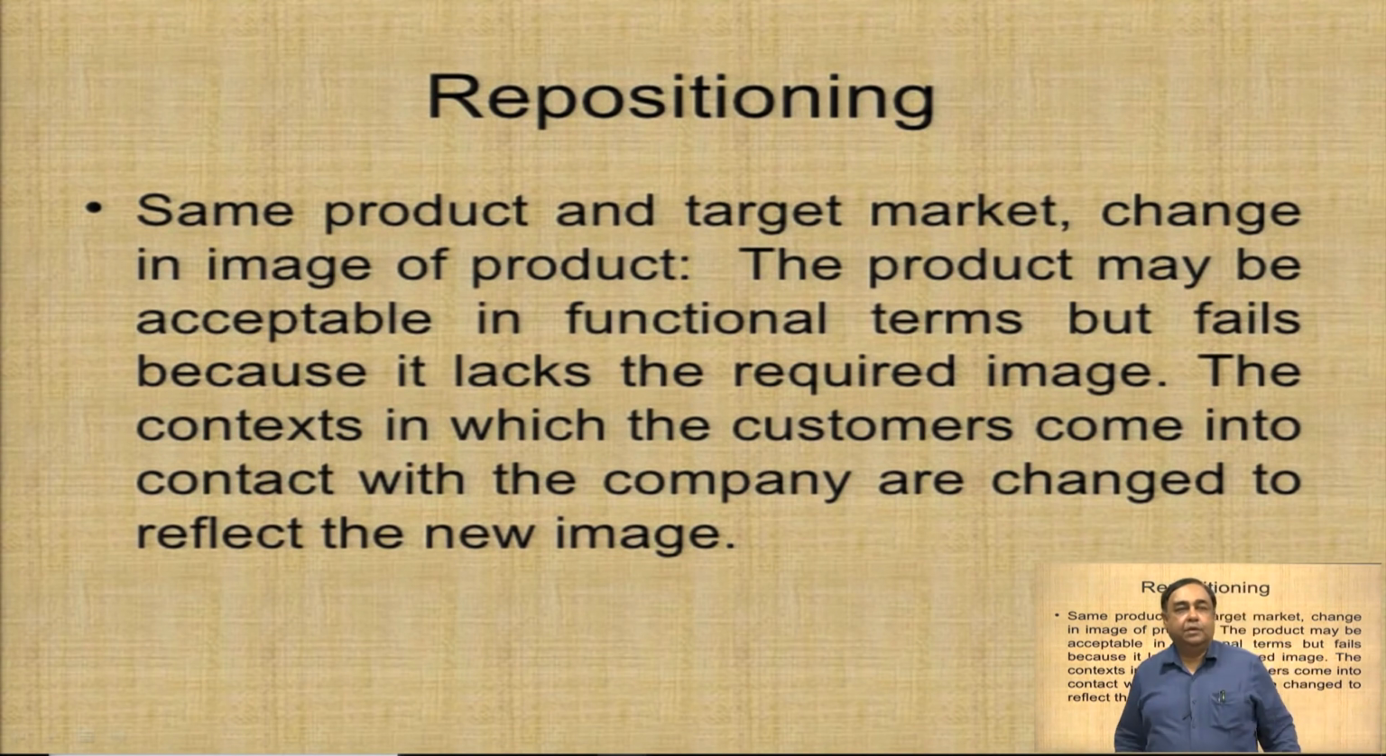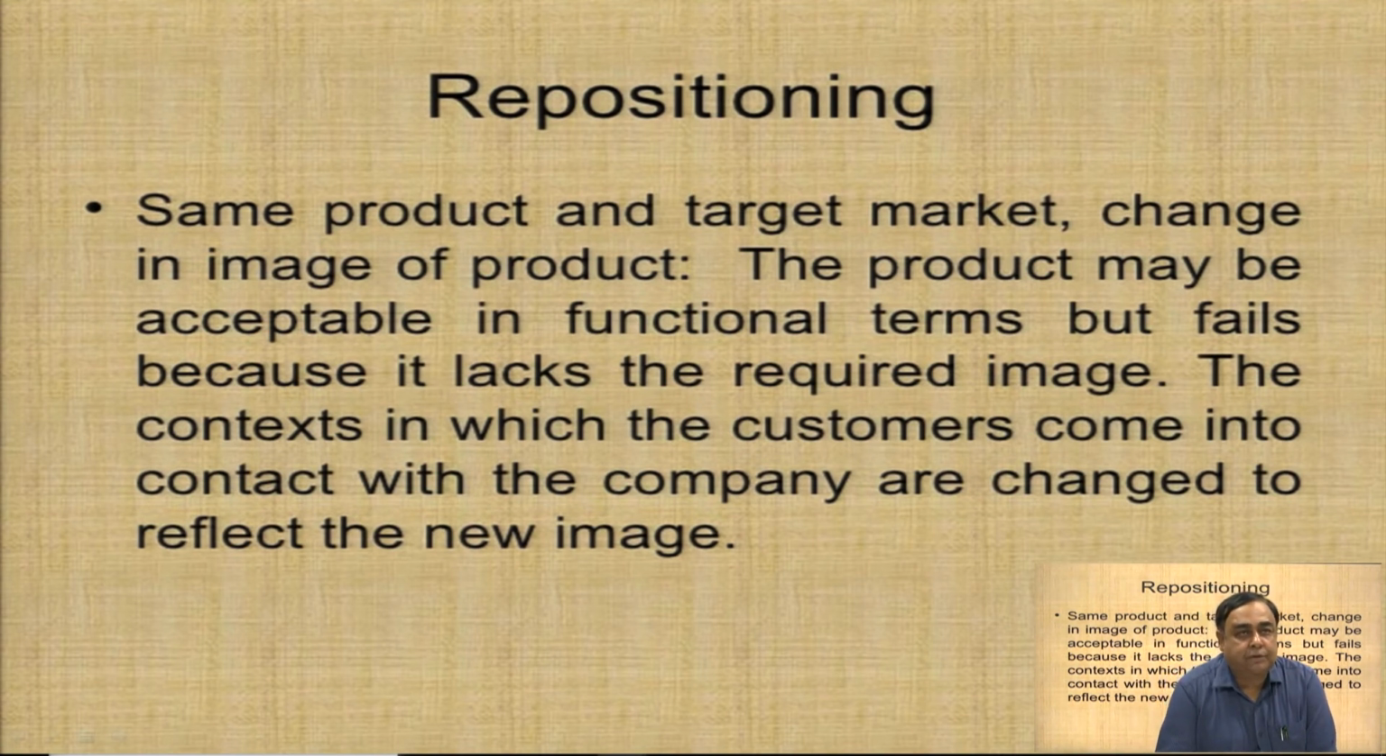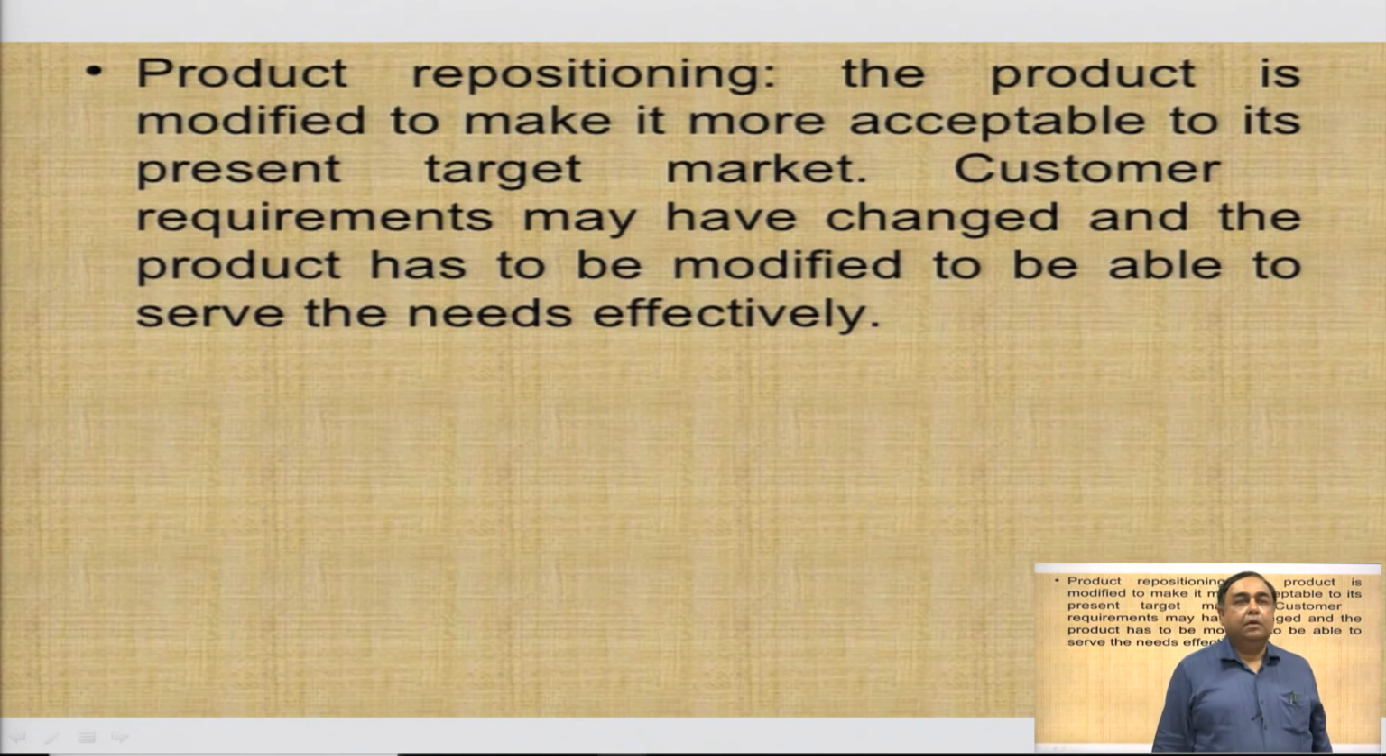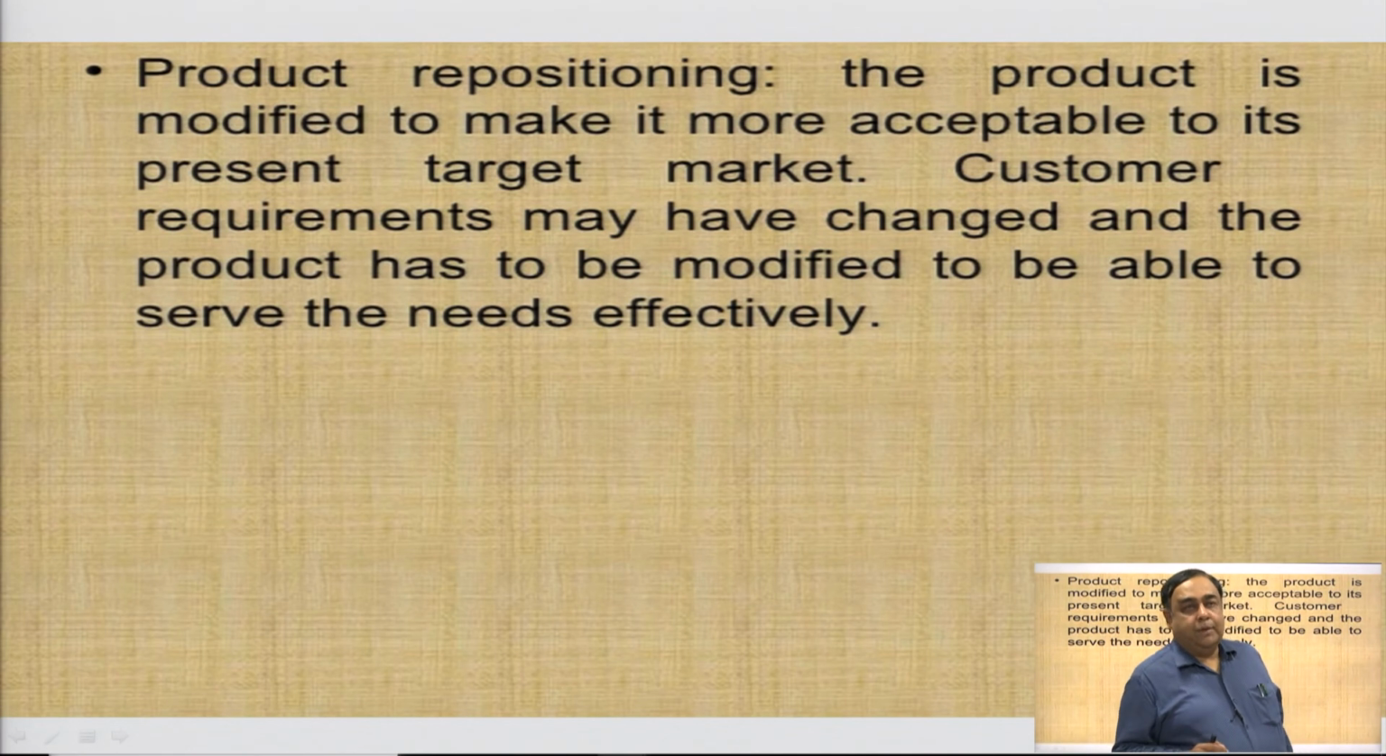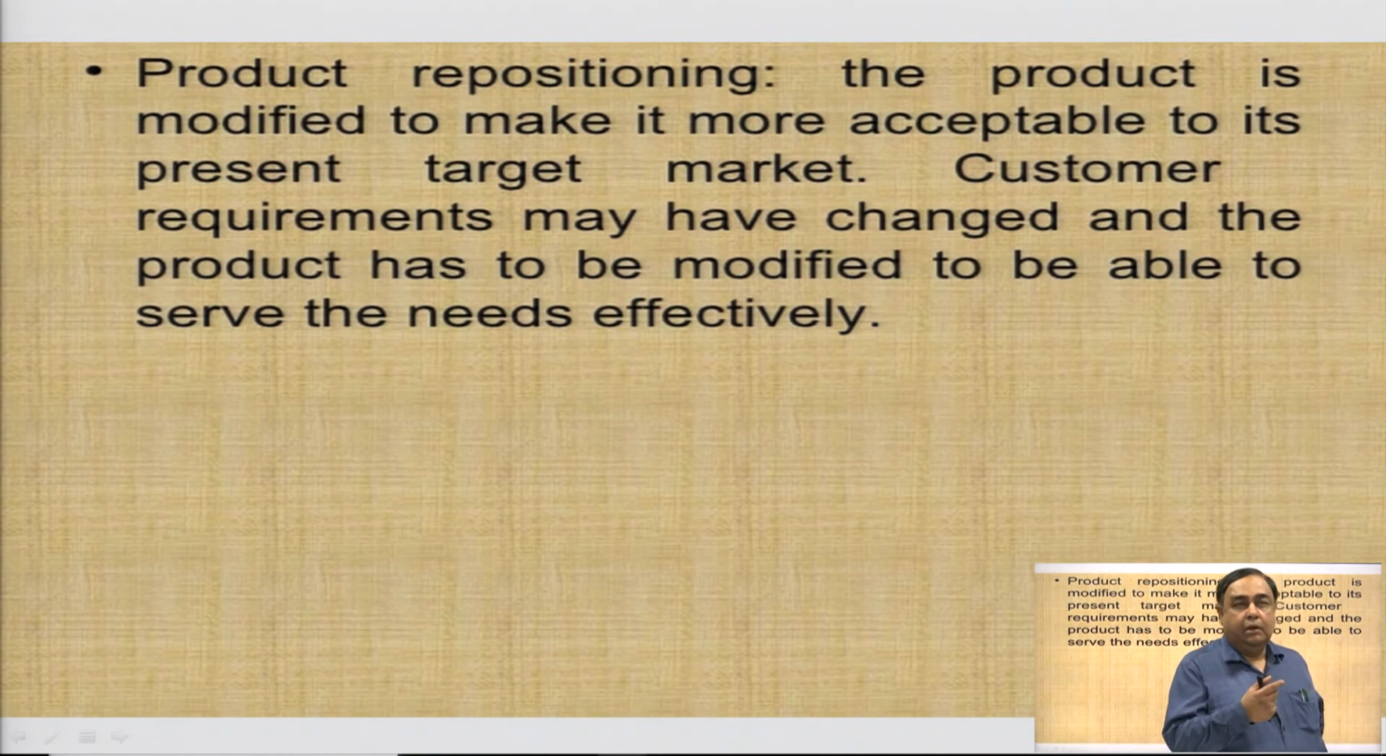Next is repositioning. The same product or target market changed in the image of the product may be acceptable in functional terms, but fails because it lacks the desired image. The context in which the customers come into contact with the company is changed to reflect the newer image. That is the basic concept of the repositioning of the product. The product is modified to make it more acceptable to the new target market group. The customer requirements may have changed and the product has to be modified. Say, for example, we have a product life cycle. The product needs to be modified so that it can serve the needs very effectively.